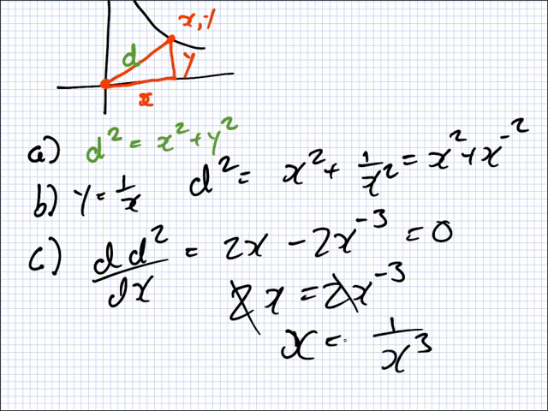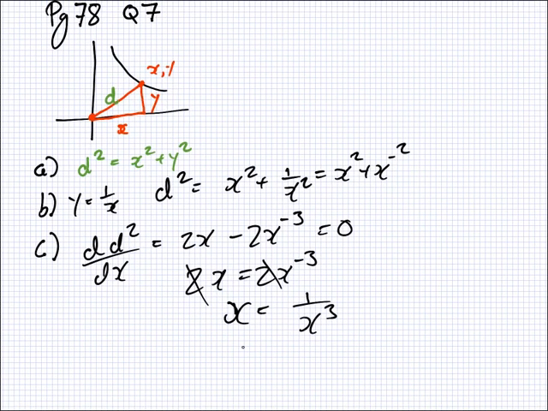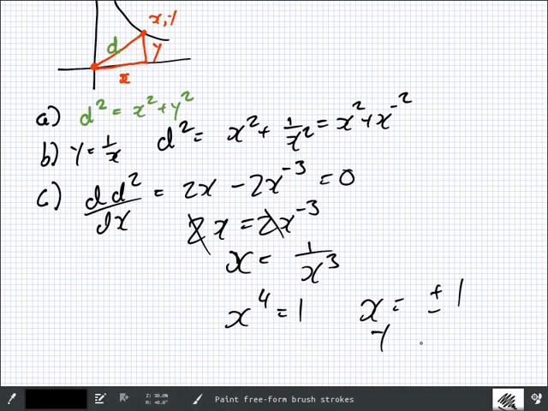What's next? Bring the x cubed up to the left. You get x to the 4 equals 1. So what does x equal? Plus or minus 1. And then likewise y will equal plus or minus 1 as well. So the 2 points are (1, 1) and (minus 1, minus 1).